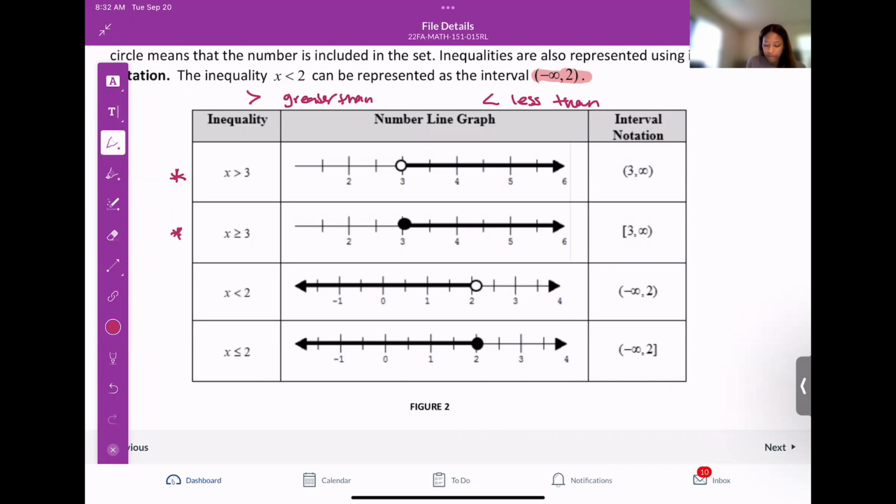One other very important thing I want to talk about with interval notation: your negative infinity and infinity always have a parenthesis around them. Always, always, always, for negative infinity and infinity. For the other side of the inequality, it depends on whether or not that endpoint is included.